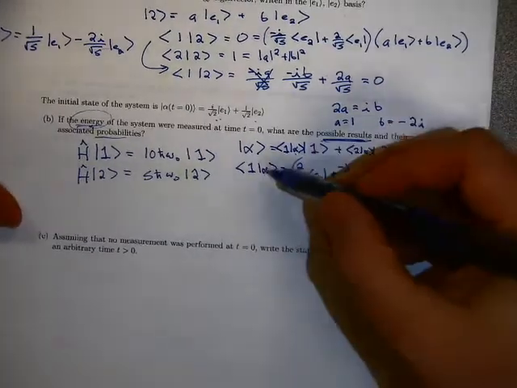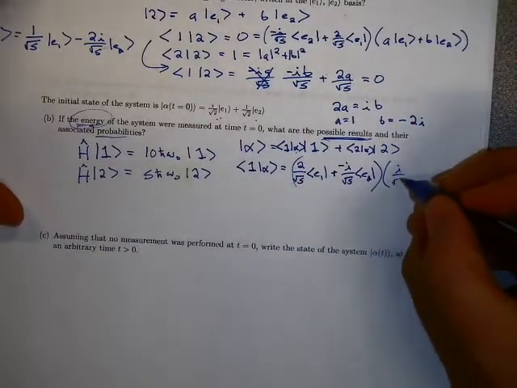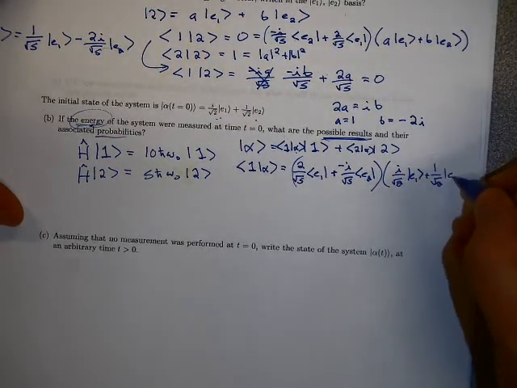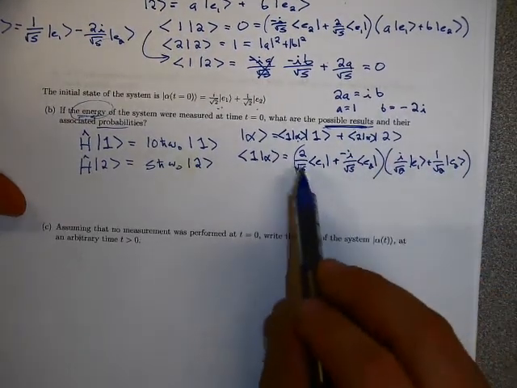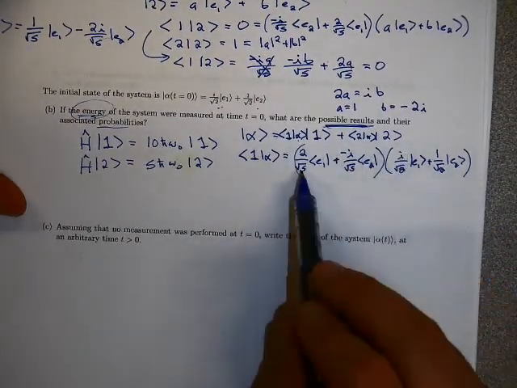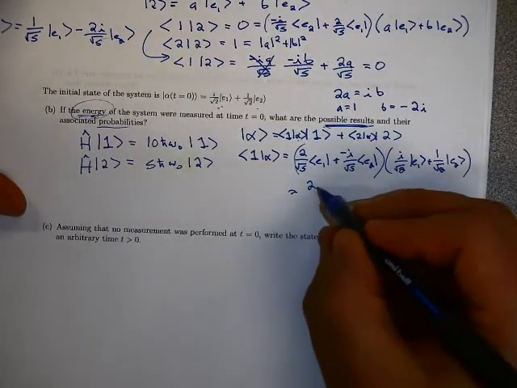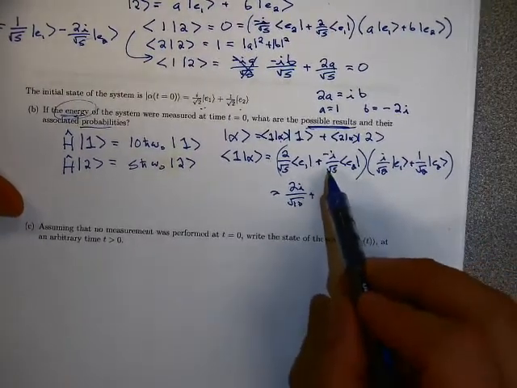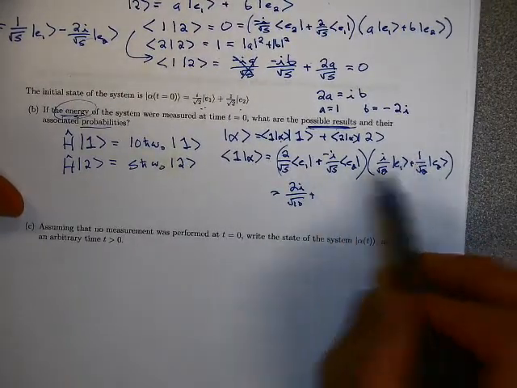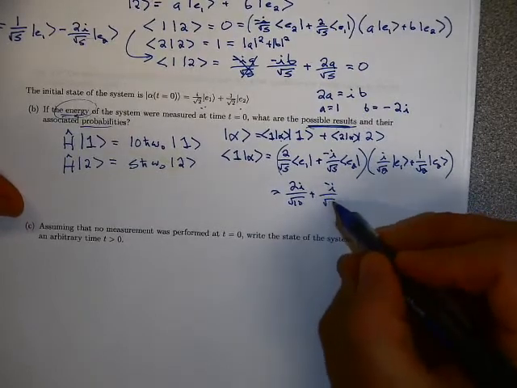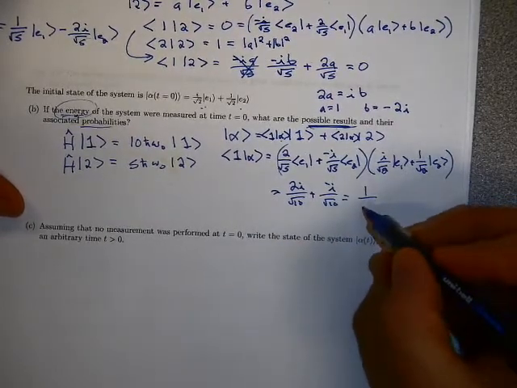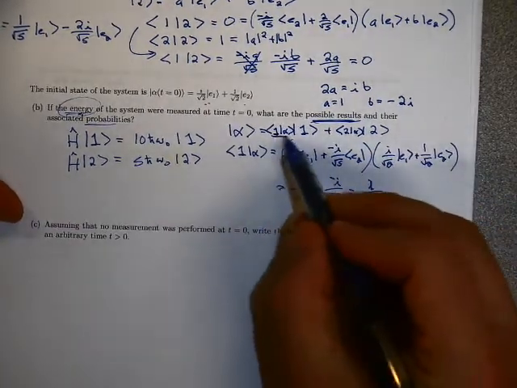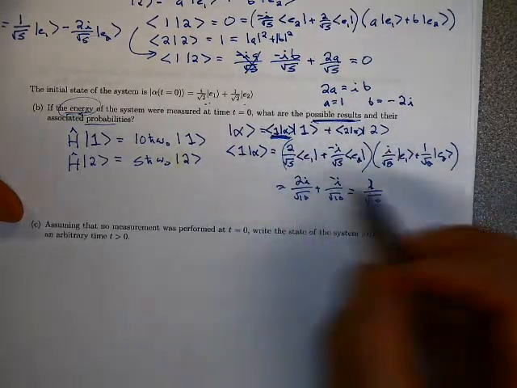Inner product with alpha, which is i over root 2 e1 plus 1 over root 2 e2. Doing this inner product, it looks like we get 2i over root 10, plus, e2 hits e2, a minus i over root 10. So that's i over root 10. That's the expansion coefficient here, right?